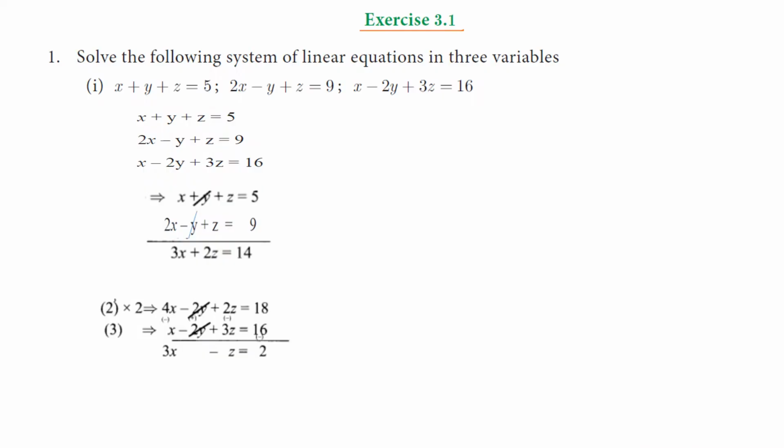Good morning students. Today we are going to discuss exercise 3.1 sums. Solve the following system of linear equations in 3 variables. Here we use the elimination method to find out x, y and z. So first, the given question: x plus y plus z equal to 5. You write it, that is the first equation. 2x minus y plus z equal to 9, that is the second equation. x minus 2y plus 3z equal to 16, that is the third equation.